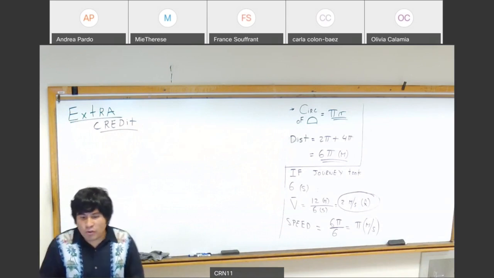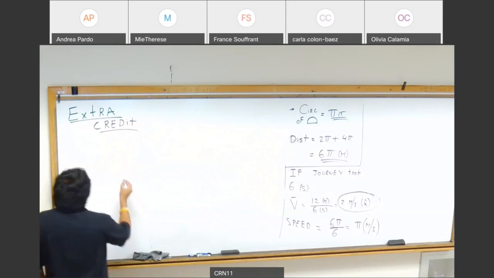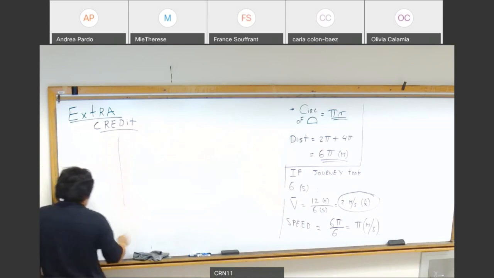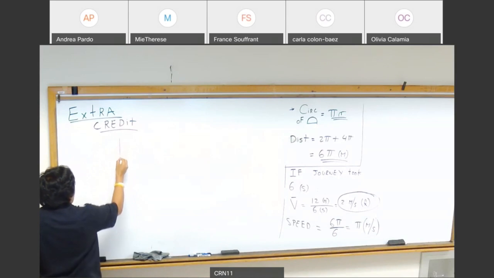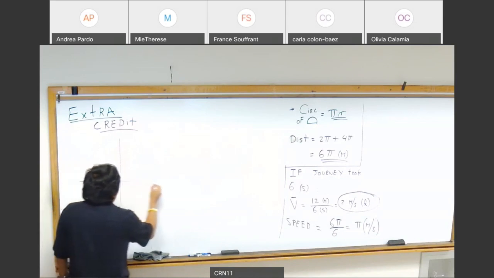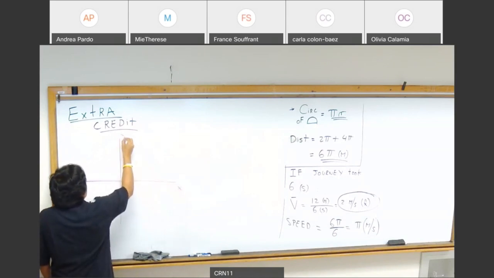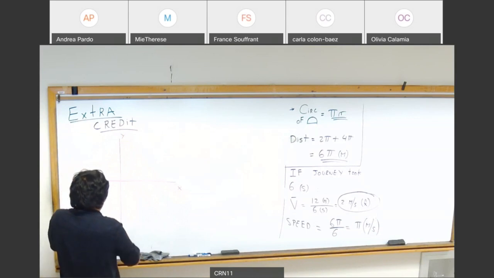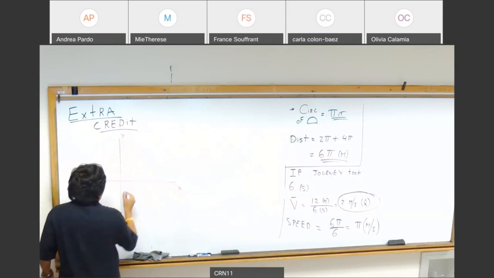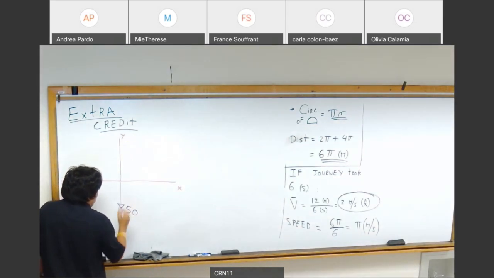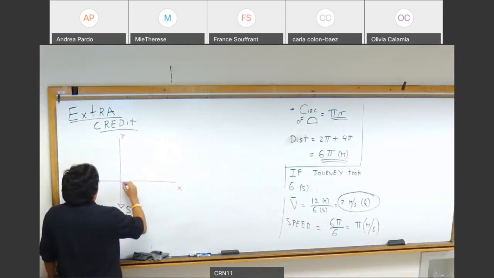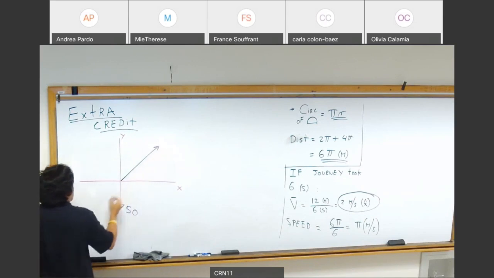Okay. So for the extra credit, you have problems. It's different numbers, but there is a problem, or there are a couple of problems, I believe, that are like this. So they give you the x and y axis, and let's say they give you a vector here, 50 units, so let's call it 50 for now. Another vector here. Yeah, let's put another vector here as well.